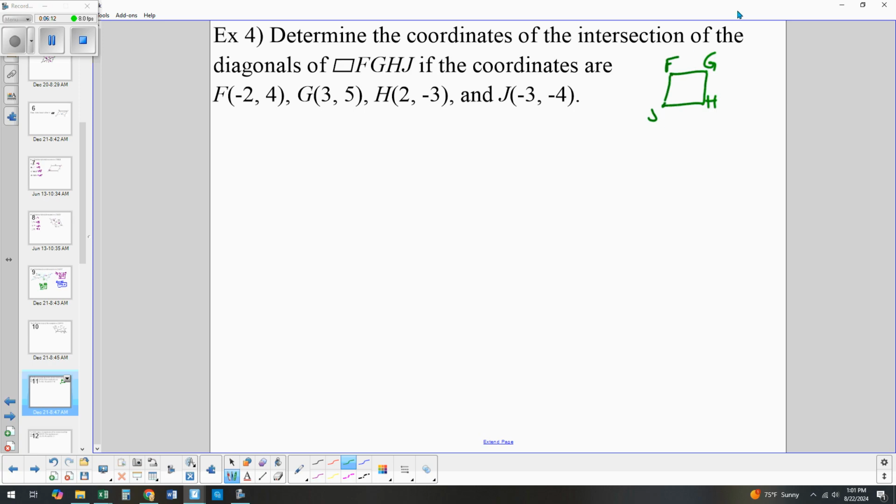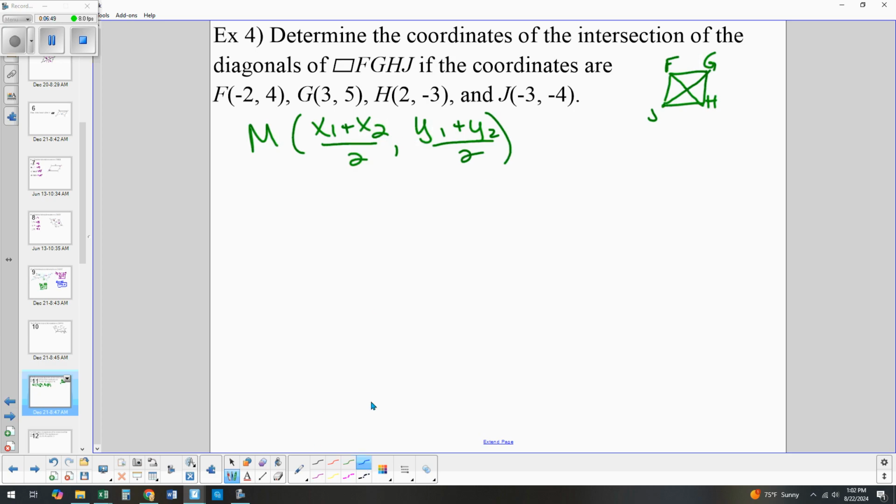So I do know the diagonals of this picture would be FH and they would be GJ. So if I want to know the intersection of those, I want to know what is the ordered pair where they meet. If they bisect each other, they have the same midpoint. So if I find the midpoint of FH and I find the midpoint of GJ and they match, then that is the ordered pair. That is the intersection of those diagonals. So remember the midpoint formula is the average of the x's, comma, the average of the y's.